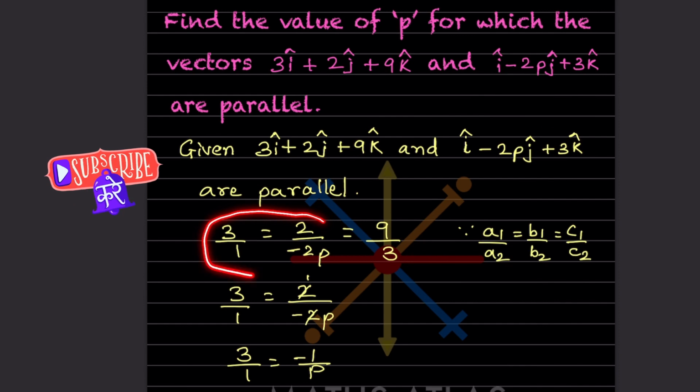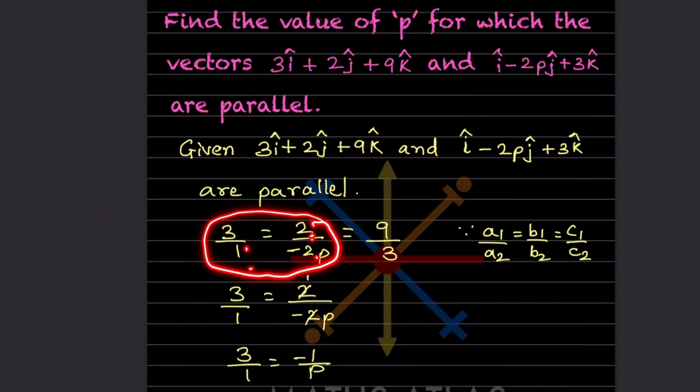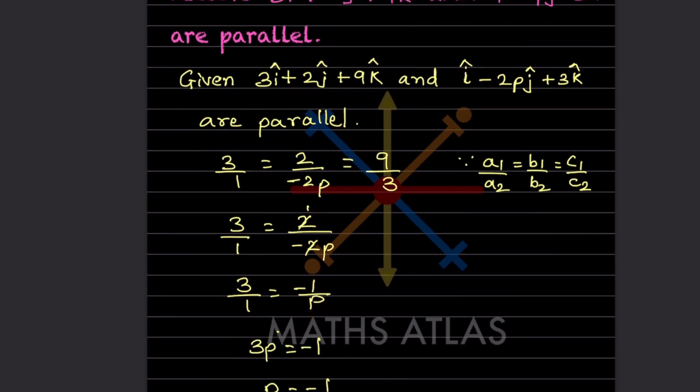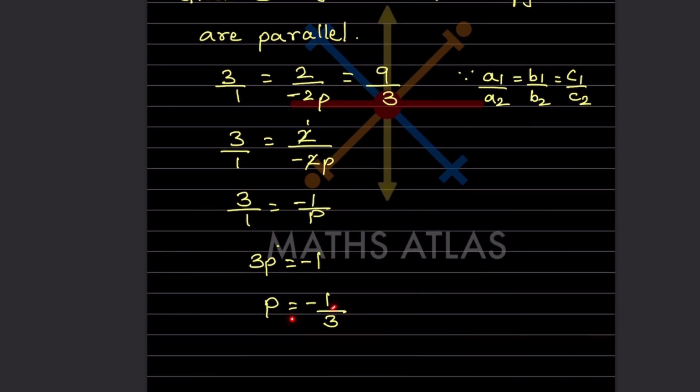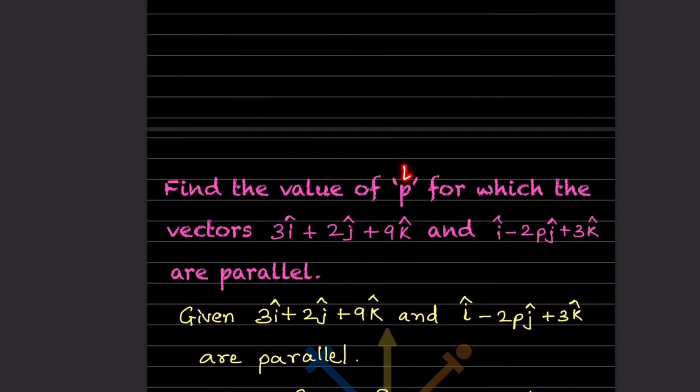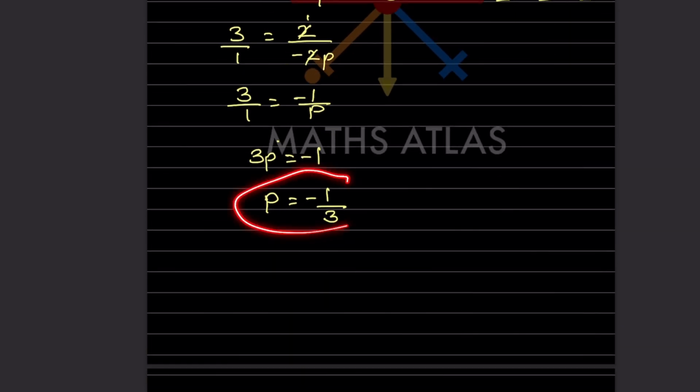So now let us take these two together. So now what will you do? 3 divided by 1 is equal to 2 divided by minus 2p. So you will do this way. So what happens here? 2 and 2 get cancelled. So now when you write here 3 by 1 is equal to, what remains is minus 1 by p. So now we'll cross multiply this one. So that will be 3p is going to be minus 1. So p is going to be minus 1 by 3, this is multiplication, so this is going to get divided. That is what they have asked, the value of p. So we got the value of this p.